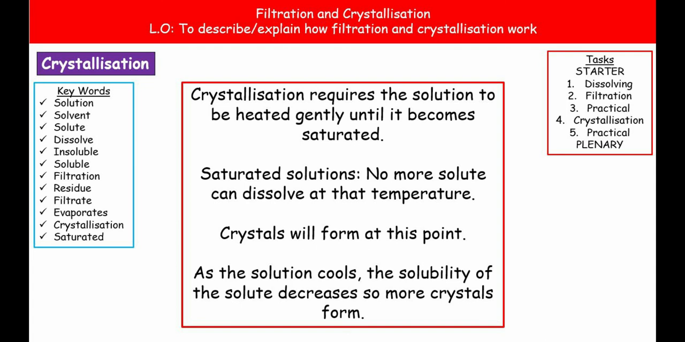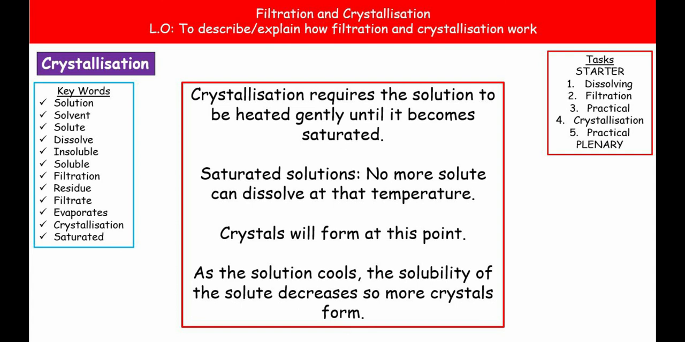Now, a saturated solution is one where no more solute can dissolve at that temperature, and this is the point that we start to see crystals beginning to form. Then what we do is we turn off our Bunsen burner, and as the solution cools, the solubility of that solute will decrease, and therefore more crystals will form.